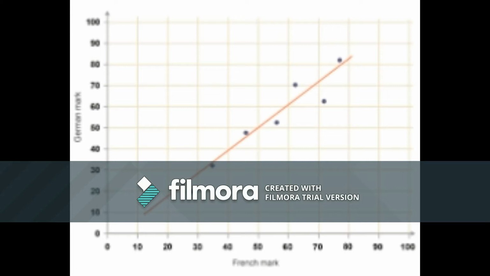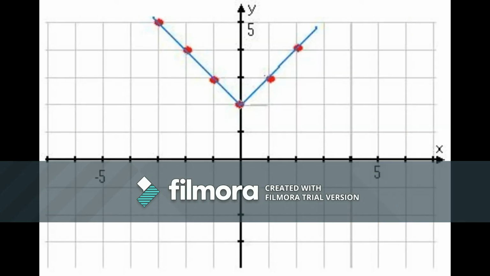A line of best fit is a line that best shows the data of a graph. This is useful instead of having to analyze a graph with many individual points. Finally, we have the absolute value function. An absolute value function is a function containing an expression with absolute value bars.